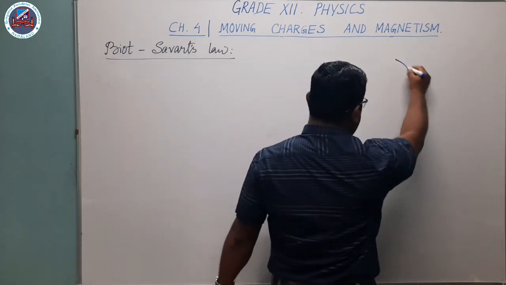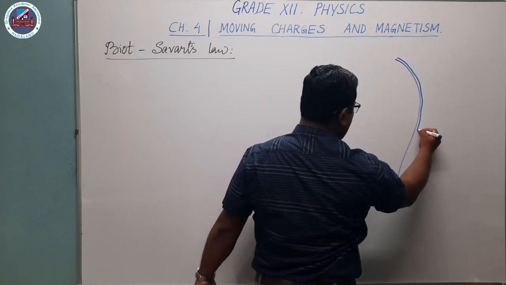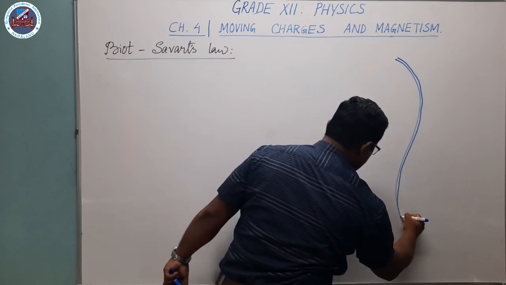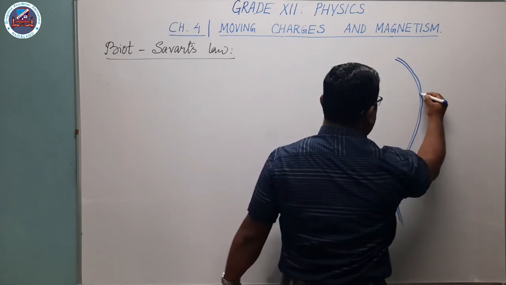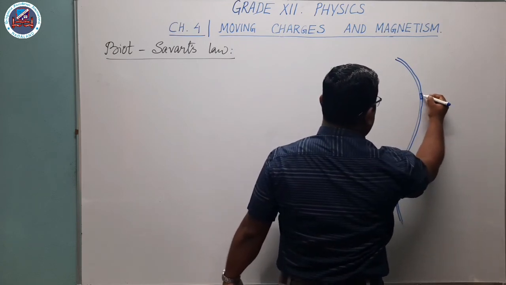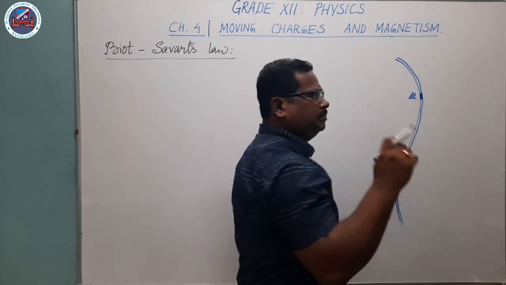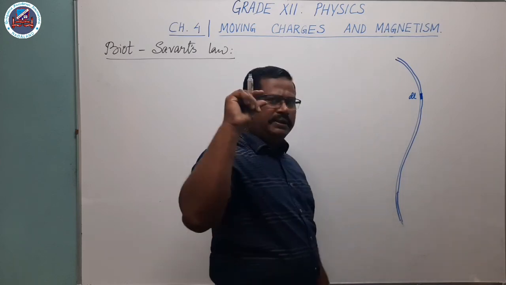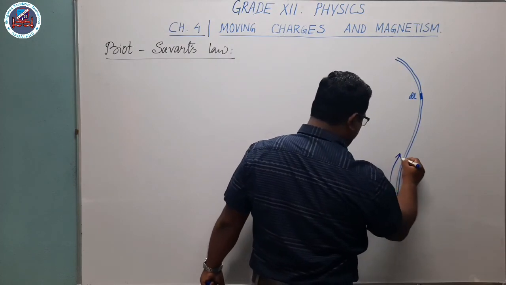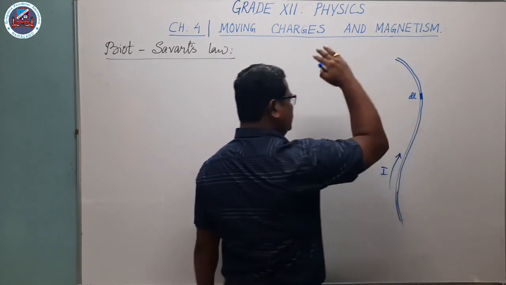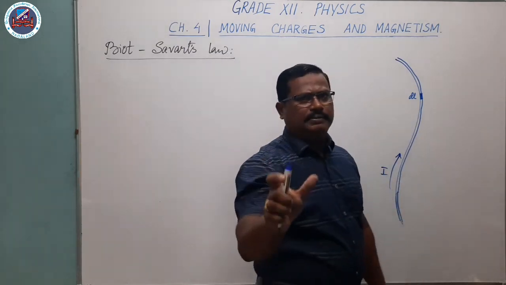We'll take the wire in a curved way, like this. This is your wire. A small portion of the wire, we'll take it from here. This is a small portion of the wire. We call it an elemental length of the wire, dL. Small. Whole length will be L. So, small length taking, so I am writing dL. Now, if you allow the current I to pass through it, suppose current I is passing through this wire, then IdL will be called the current element.